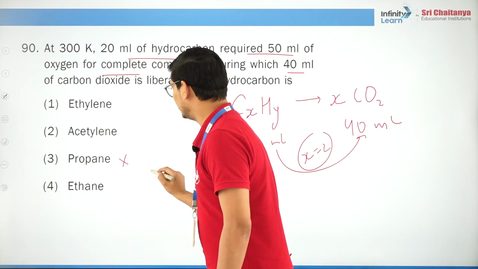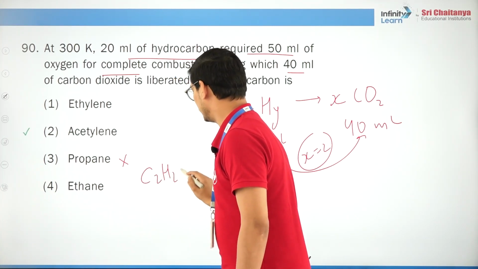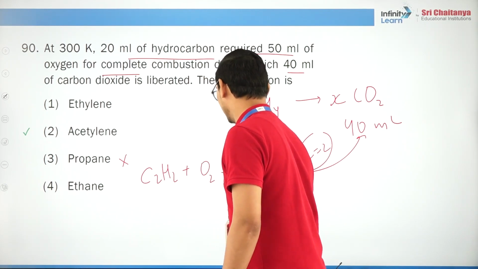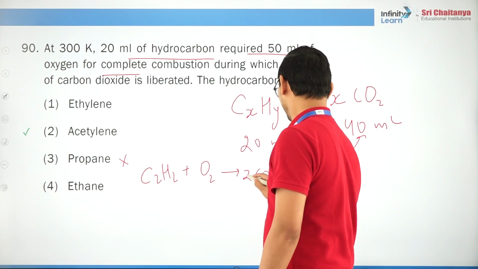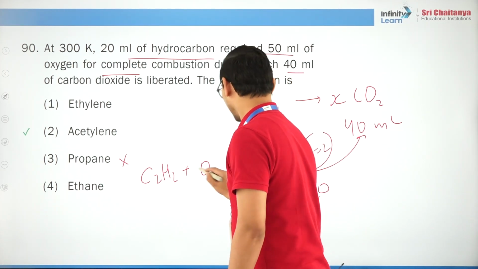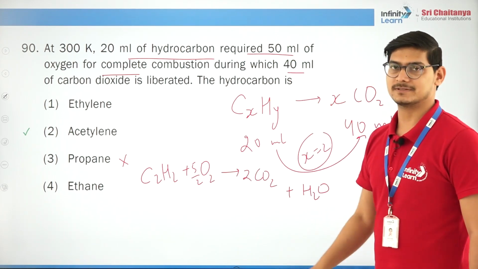So like for ethyne, let's do it for that, right, you can do for the rest. C2H2 plus oxygen, it gives you 2 CO2 plus H2O, okay. So this is basically how much? Yeah, it is 5 by 2, yes, correct, it will be 2.5 times, right.